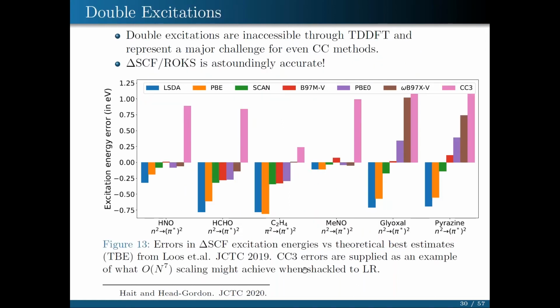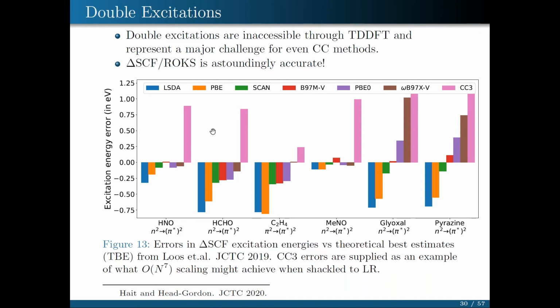A more interesting case would be double excitations, like an excitation from the lone pair of formaldehyde going to the pi star level, or a pi to pi star double excitation in ethene. These double excitations are absolutely inaccessible to TDDFT and represent a major challenge for coupled cluster methods.